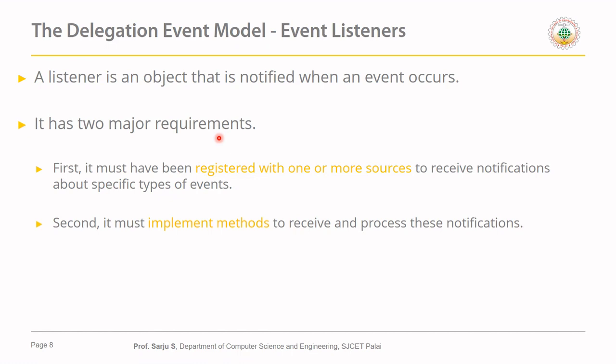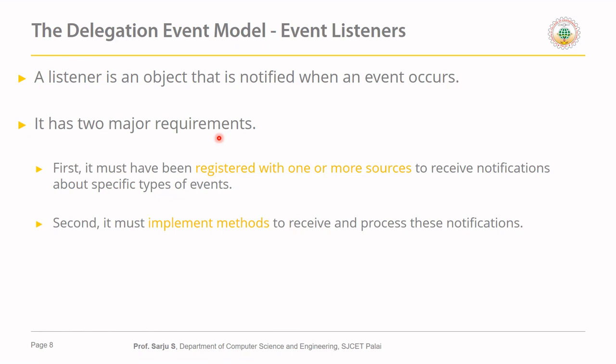There are two major requirements for a listener. The first requirement is that it must be registered with one or more sources to receive notification about specific types of events. So the listener should be registered with some sources. Second, it must implement the method to receive and process these notifications.